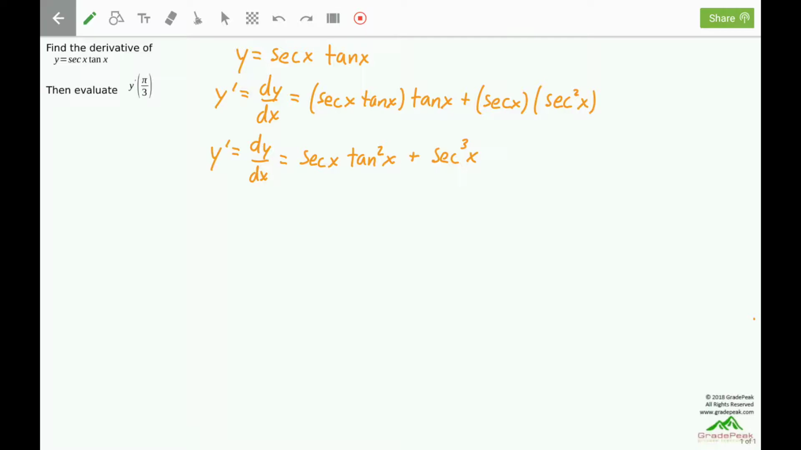The next thing to do is evaluate y prime of pi over 3. That means to plug a pi over 3 in for each of the x's. So we will have secant of pi over 3, tangent squared of pi over 3, plus secant cubed of pi over 3.